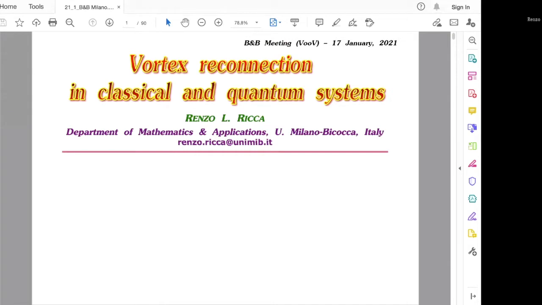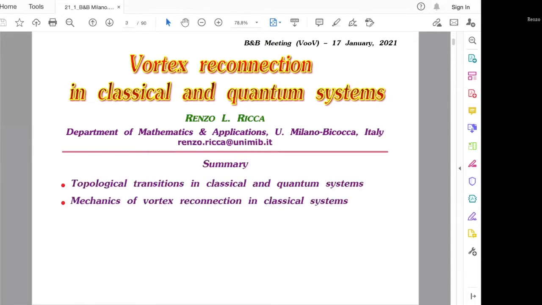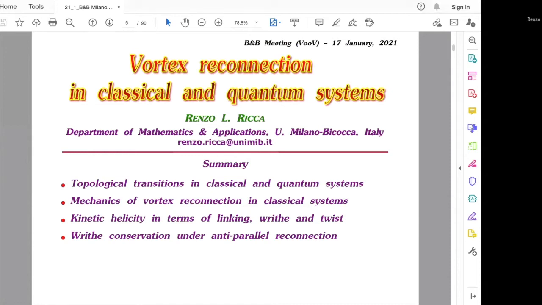And then I will focus on aspects of helicity, of course, reminding you linking, writhe and twist. I'll consider writhe conservation under anti-parallel reconnection, a result that we derived a few years back, and then the helicity change in terms of twist transfer in particular.